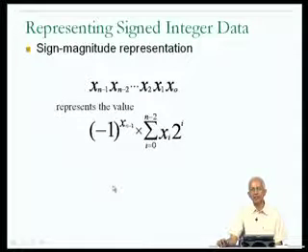Right? So this seems like a good idea as far as the representation of signed integers is concerned, because it makes it possible for me to represent not only positive values using xn minus 1 equal to 0, but also negative values with xn minus 1 equal to 1. And the remaining n minus 1 bits from x0 up through xn minus 2 can be used to represent the magnitude of the signed integer value.